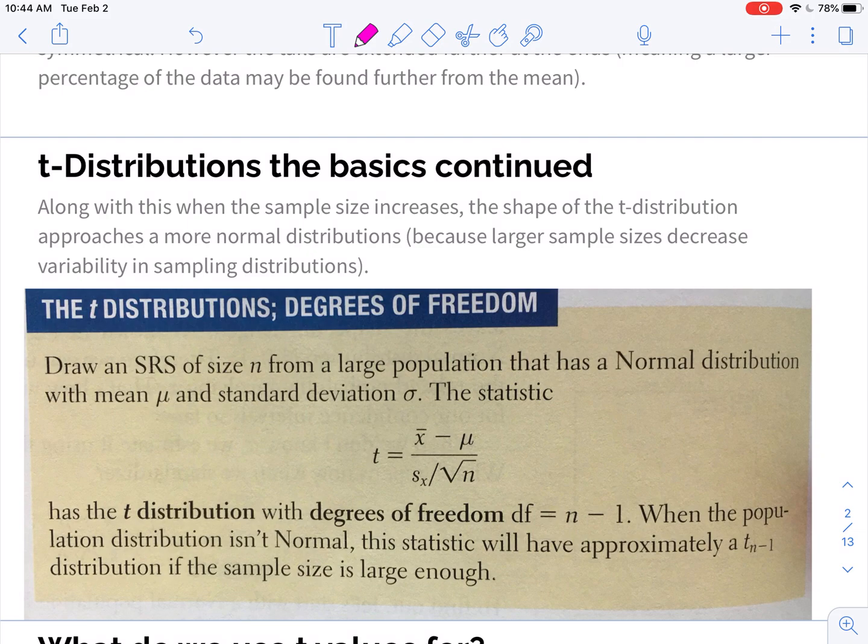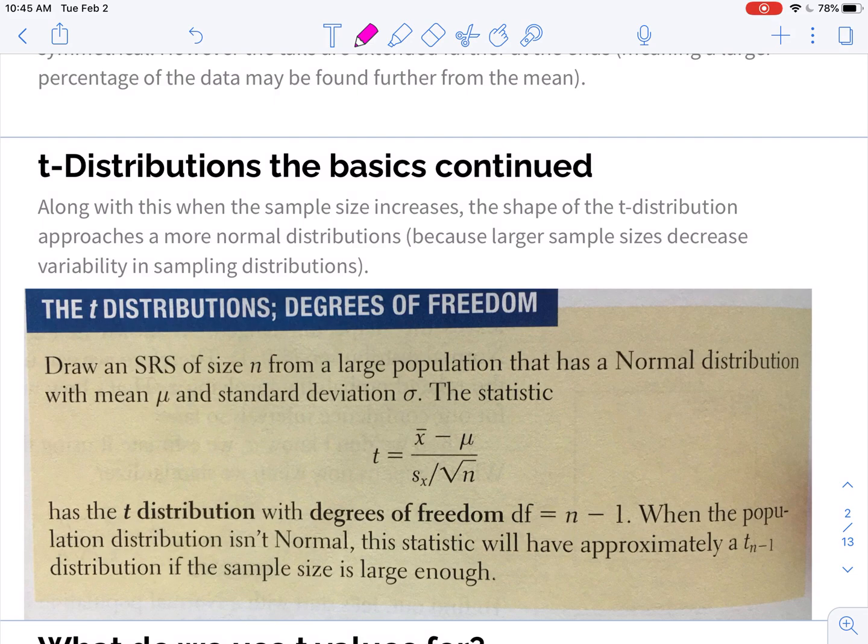It still looks normal in the center, but the tails of our distribution go out much wider, and they go out farther and farther with the smaller your sample size. The larger your sample, the closer it looks to being normal, because with that larger sample size, we get less variability. The sampling distribution approaches normal each time we increase the sample size, and there's a certain point where it's essentially normal, not quite, but essentially normal. But we call this new distribution a t-distribution.